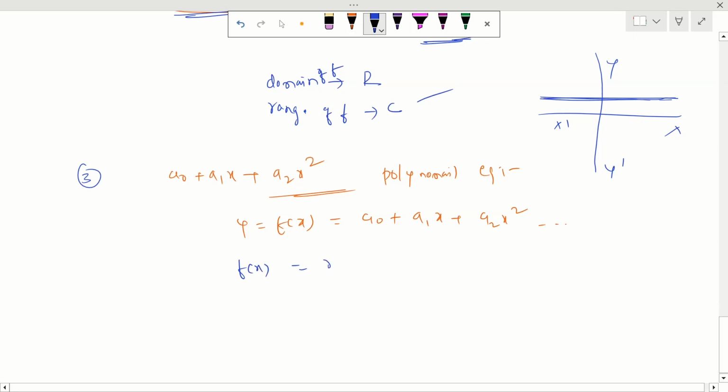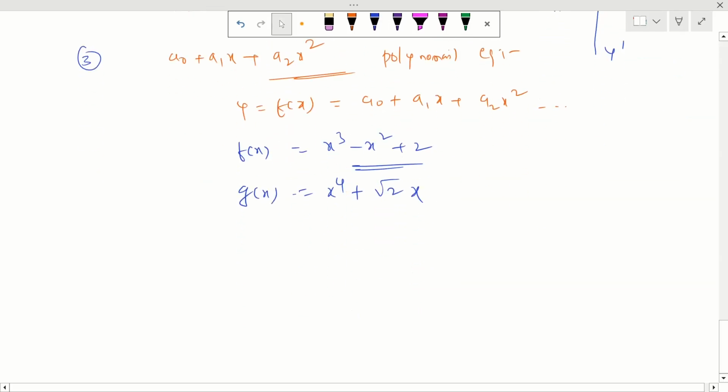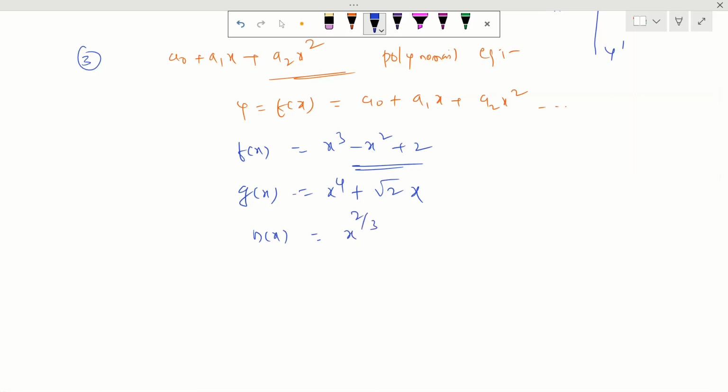f of x is equal to x cube minus x square plus 2. This is a polynomial equation, right? And another equation I will also write here: g of x is equal to x to the power of 4 plus root 2x. So this is also a polynomial. And this type of equation is not a polynomial. I will give you an example here: f of x is equal to x to the power of 2 by 3 plus 2x. This is not a polynomial function because the power is given as a fraction.